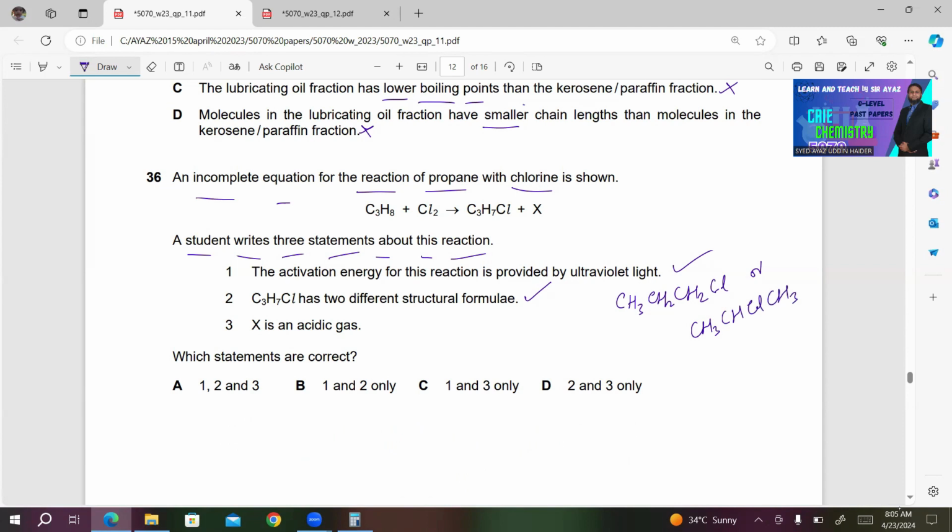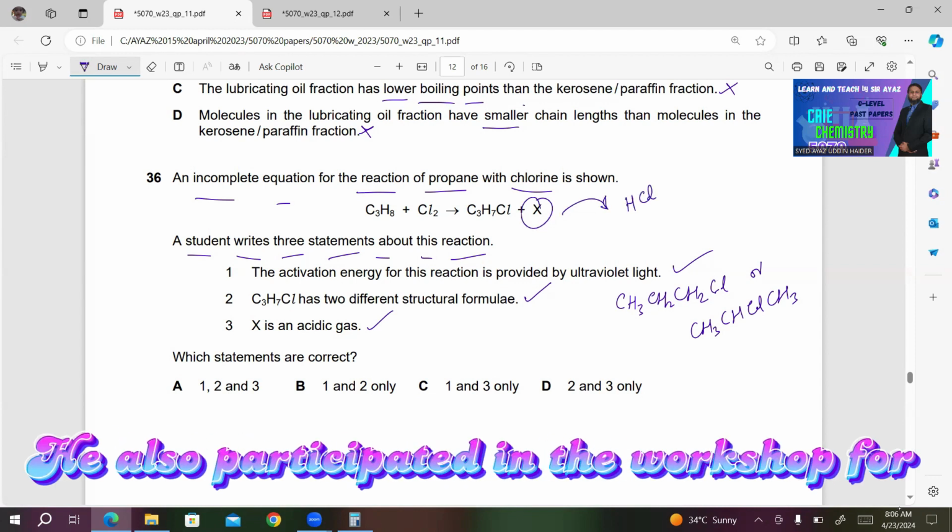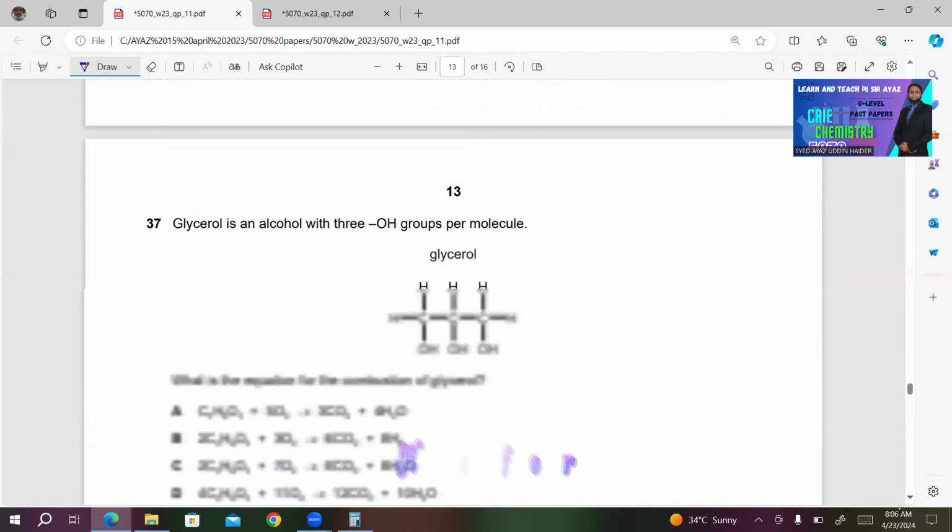3, X is an acidic gas. This is also correct because during this reaction, a substitution reaction takes place. Cl will replace one of the hydrogen atoms, producing hydrogen chloride gas, which is an acidic gas. So A must be the right answer for 36.